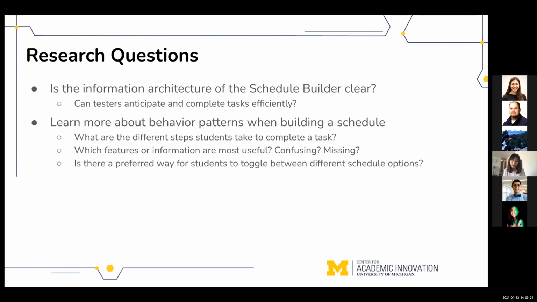And secondly, since there are multiple ways to build out a schedule, we want to learn more about the students' behaviors and patterns, including what are the different steps that they take to complete a task. And in that process, what do they think about the features or information presented to them? What are some things that they found to be useful, confusing, and is there anything missing in the process? And also, what is the preferred way for students to switch between different schedule or section options?